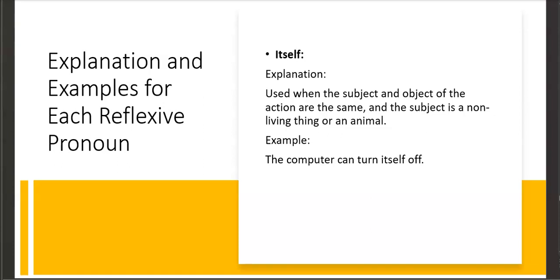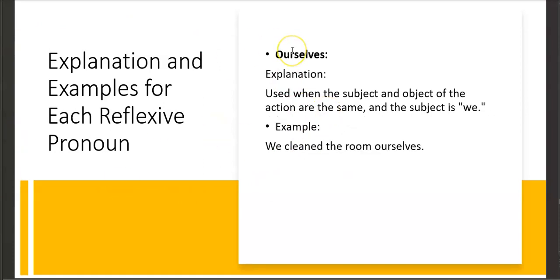We can use it on other non-living things like maybe the cup. The cup fell down by itself. So itself is used on such non-living things like cups, and even animals. The dog untied itself. Or the dog started running by itself. So itself is used when the subject is a non-living thing or an animal. For example, the computer can turn itself on. So here the computer is used as an item or a non-living thing, and it basically shows that no one else can turn on the computer, but it can basically turn itself on. So that is when we use itself.